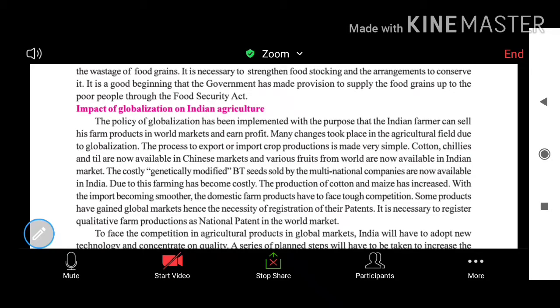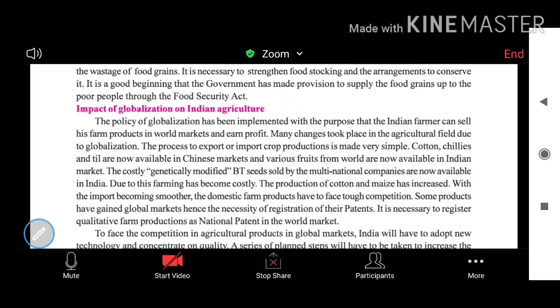So it says the policy of globalization has been implemented with the purpose that the Indian farmers can sell his products in the world markets and earn profits. It says kahin na kahin farmers, they can reach to the people in mass throughout the world by selling out their products, and they can earn in return a good amount. They can earn good profit by selling out their products into the market globally. Many changes took place in the agricultural field due to globalization.